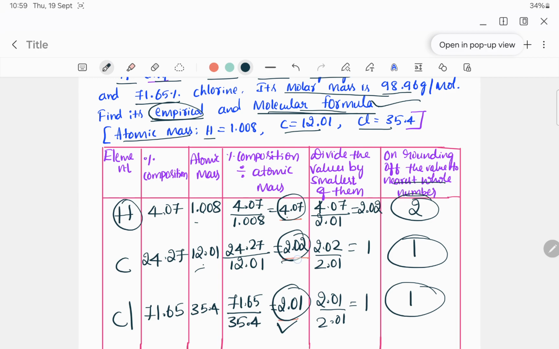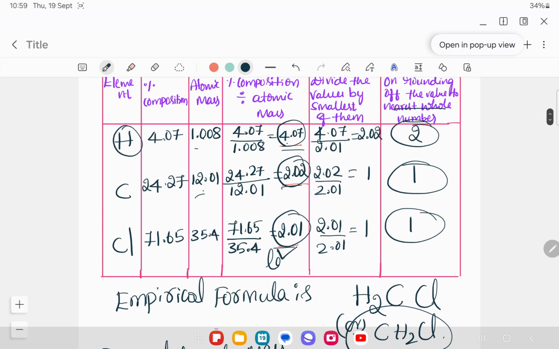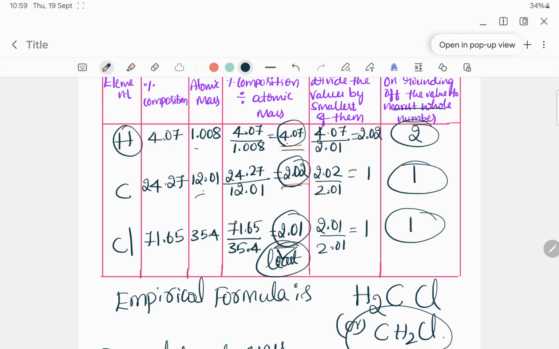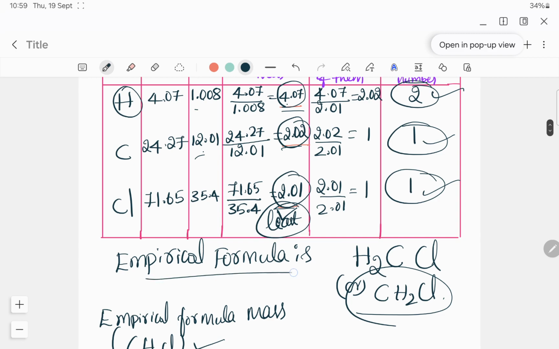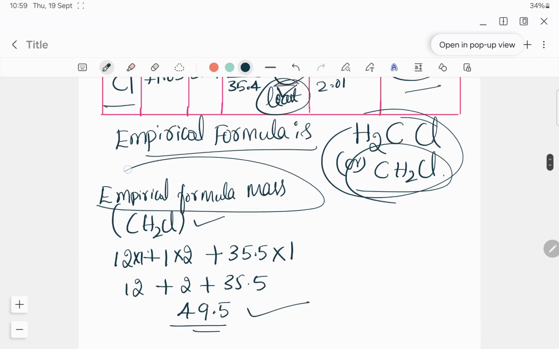In that we will get some values. From those values, we need to take the least value. See, among these 3 values, the least value is 2.01. Next step, divide each value, like 4.07, by the least value. You will get some values. Then the last step is to round off these values. By using this we get the empirical formula in terms of numbers: H is 2, carbon is 1, chlorine is 1. Like that we wrote here. Then we need to calculate the empirical formula mass.